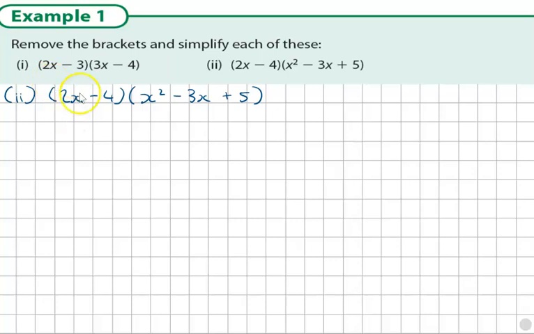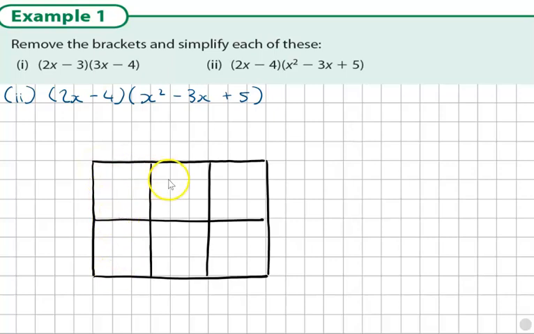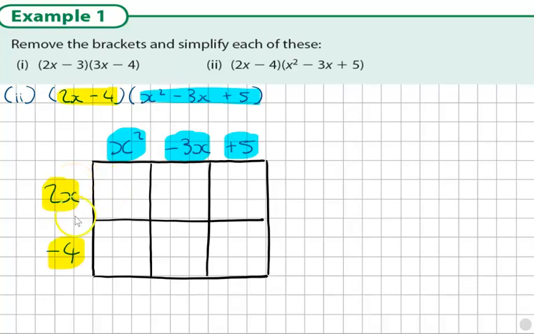Part 2, 2x minus 4 multiplied by x squared minus 3x plus 5. So we have 2 terms multiplied by 3 terms. So we're going to have 2 boxes down and 3 boxes across. So we have 2x minus 4 going down, and x squared minus 3x plus 5 going across. Now you could have done it vice versa, and you could have had 2 boxes across and 3 boxes down. You'll still get the same answer.